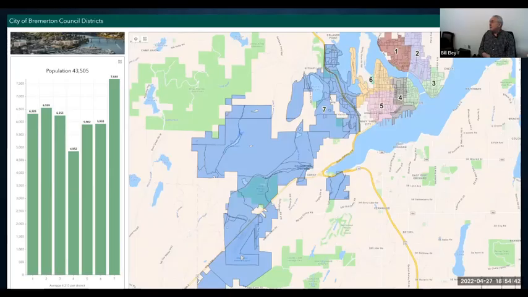This is a map of the council districts, and I'm not sure how well you can see this, but how this works, if you look at the boundary between District 7 and District 6, District 7 has to lose approximately 1,400 population, and the only contiguous boundary is with District 6. So District 7 block groups will be moved into District 6.